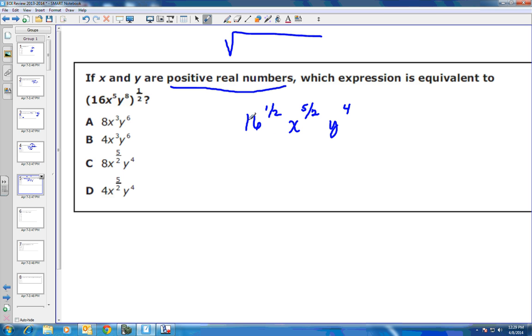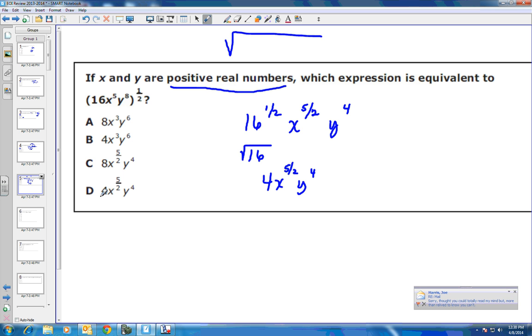So then this is not one of my choices. So I have to figure out what 16 to the 1/2 is. Well, anything to the 1/2 power is the square root. So what's the square root of 16? 4. X to the 5/2, y to the 4th. So which one's my answer?